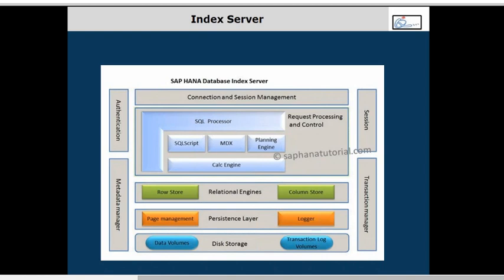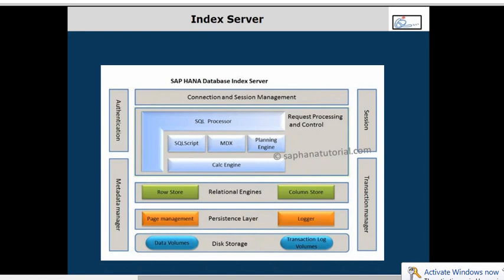When you go to HANA modeling, we will understand that there are three types of views: attribute view, analytical view, and calculation view. A view is all about virtual models. So when you leverage an attribute view, it leverages the join engine. When you leverage an analytical view, it uses the OLAP engine. If you leverage calculation views, it leverages the calculation engine.